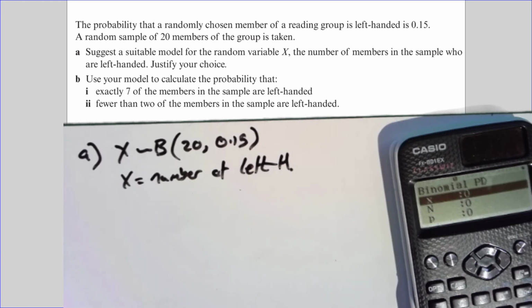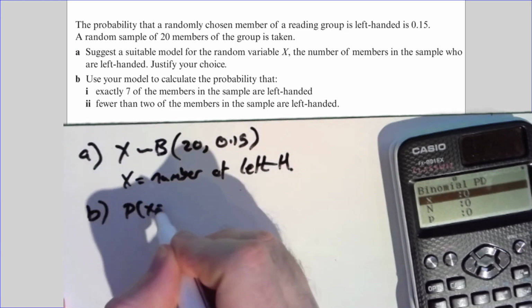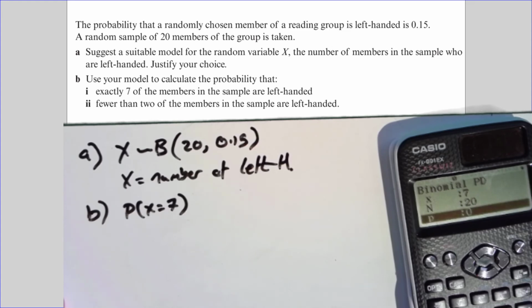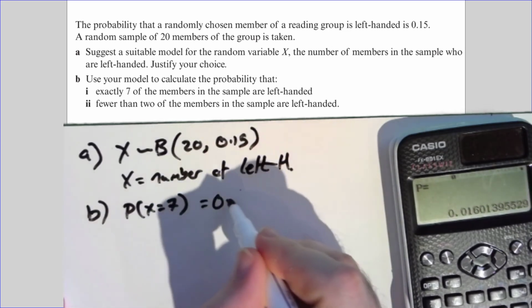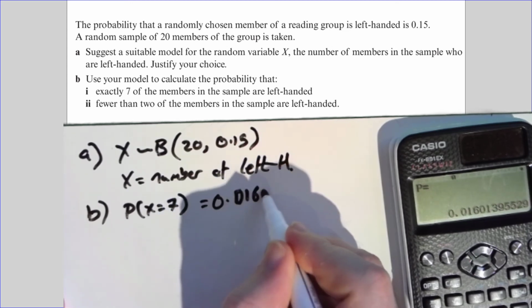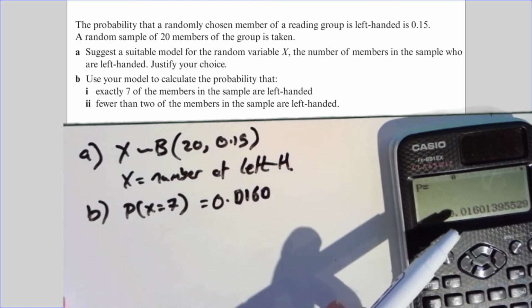Exactly 7 of the members of the sample are left-handed. So for B, we want to know the probability that X equals 7. So I'm going to key in here 7, N is 20, and the probability 0.15. So I'm keying in X, N, and P. Press equals again, we get our answer, which is 0.10160. 3 significant figures. Remember, for significant figures, we're going to miss out this first 0.